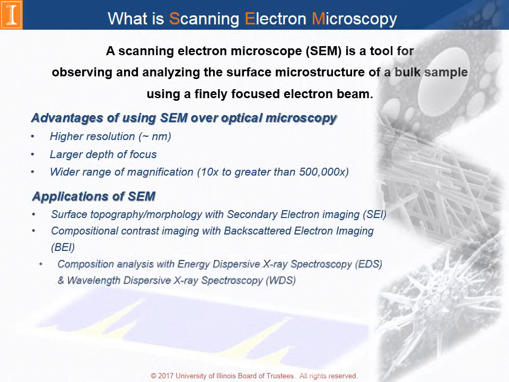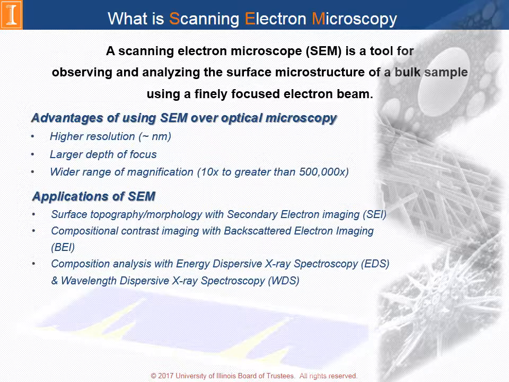So what are the applications of SEM? The most common application of SEM is surface topography morphology study with secondary electron imaging. We can also get images with compositional contrast using backscattered electrons. We can even do composition analysis with energy dispersive X-ray spectroscopy, EDS, or wavelength dispersive X-ray spectroscopy, WDS.